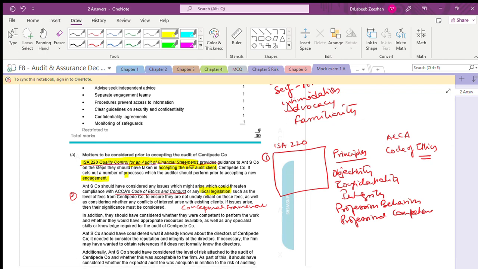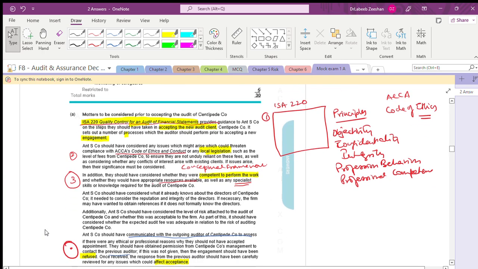In addition, they should also consider whether they are competent. That's very important. The most important thing is: are they in a position to do the work or not? Whether they are qualified or not, and whether they have the resources available. And if they require any specialist, they should take the assistance of that specialist.